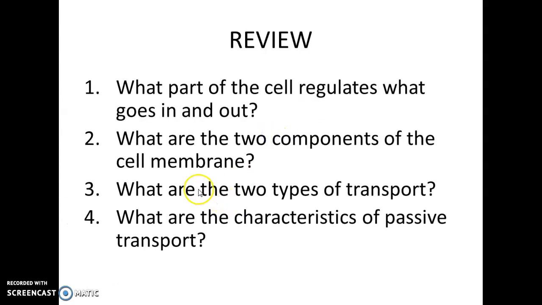Go ahead and talk to your neighbor really quickly about these 4 questions. Just to make sure that we all got those answers right, number 1 is the cell membrane. Number 2 are phospholipids and proteins. Number 3 is passive and active transport. And number 4, molecules are moving from high concentration to low concentration without the use of energy.